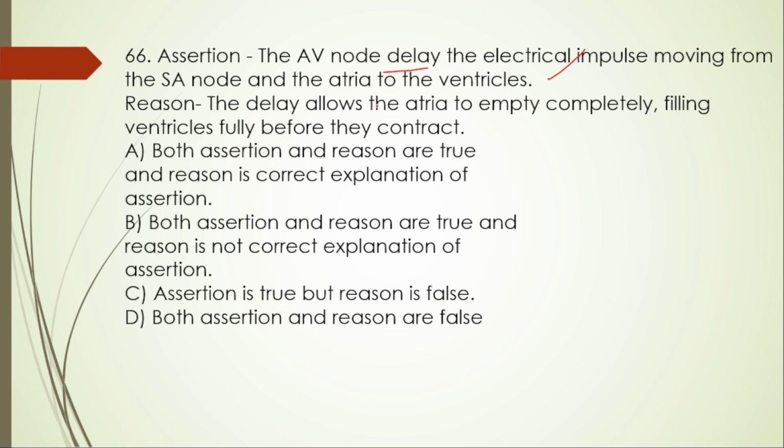Reason: the delay allows the atria to empty completely, filling the ventricle fully before they contract. So this one is also correct. This delay is essential because it provides enough time for the atria to finish contracting and pumping all their blood into the ventricles before the ventricles begin their own contraction, that is systole. So here the right option is option A. Both are correct and the reason is the correct explanation.